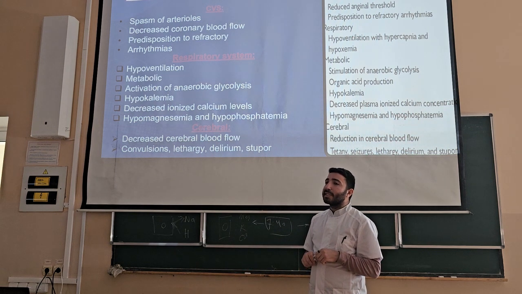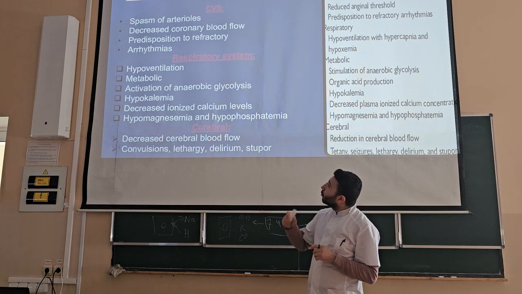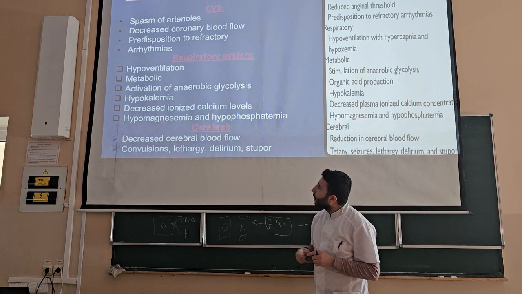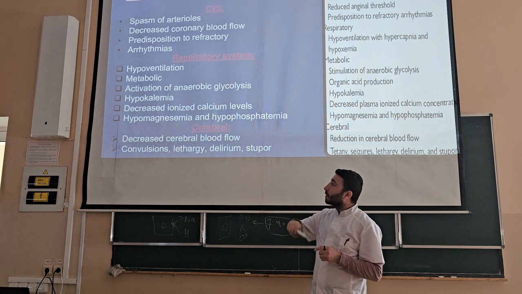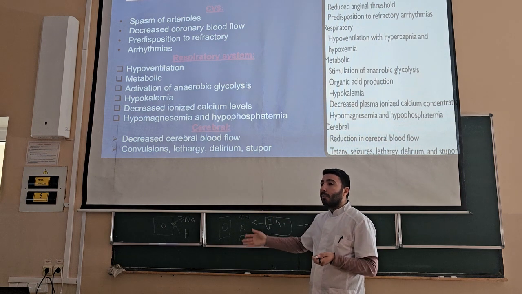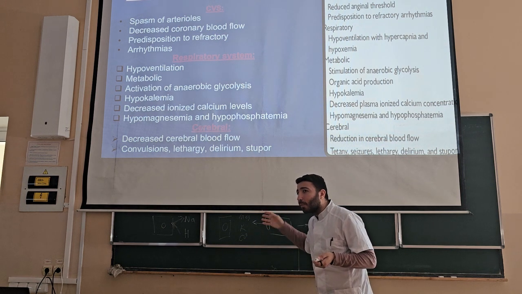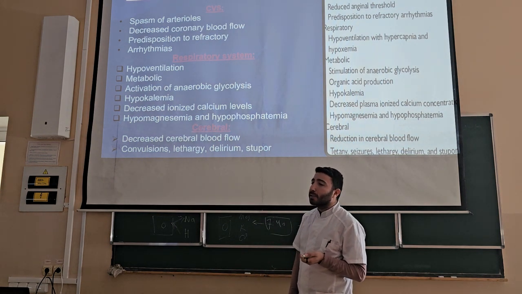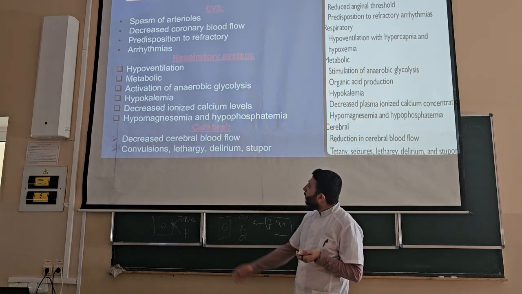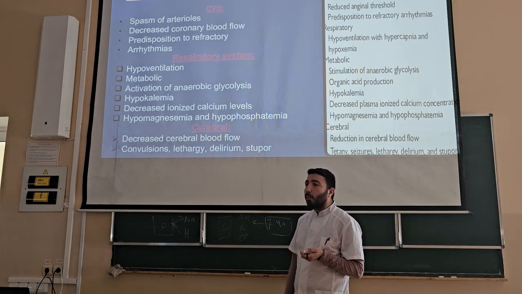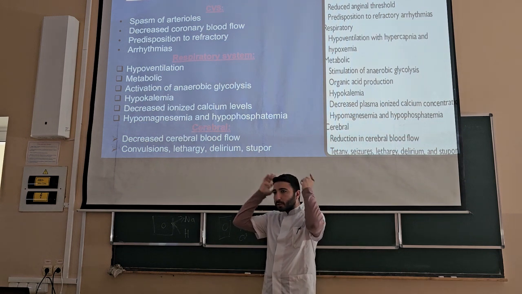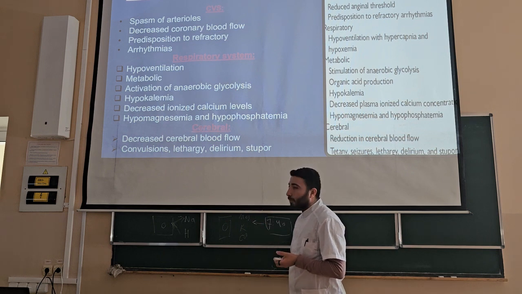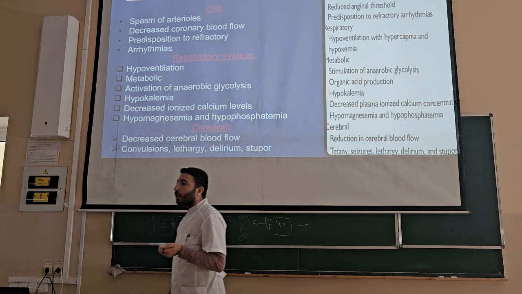Metabolic problems will also appear: activation of anaerobic glycolysis, and also hypokalemia, which causes a decrease in ionized calcium levels because much of the calcium will bind with the albumin in this case. At the cerebral level, there will be decreased cerebral blood flow, so less blood feeding to the brain. As well, there will be delirium and stupor, pre-coma signs.